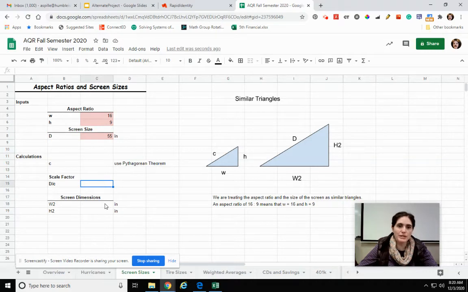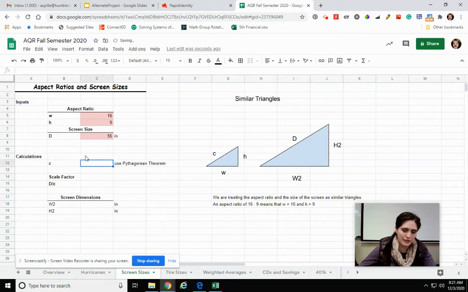The first thing we want to do is find this little small diagonal. So we're going to use the Pythagorean Theorem, which is a squared plus b squared equals c squared. In this case, it'd be w squared plus h squared equals c squared. What I want is c, I don't want c squared. So if I have squared and I want to get rid of that, I take the square root of both sides. So my c value is going to be the square root of my w squared plus my h squared.